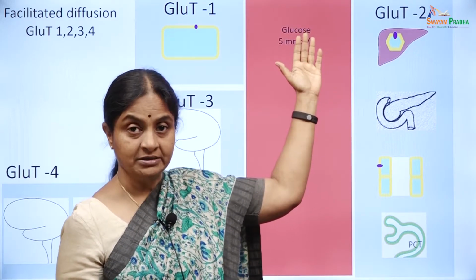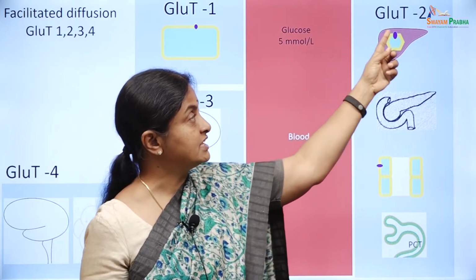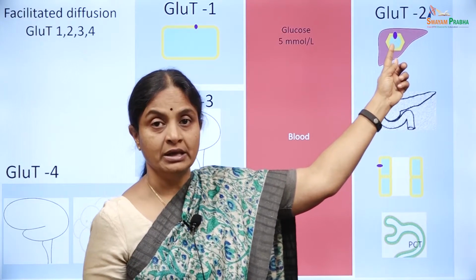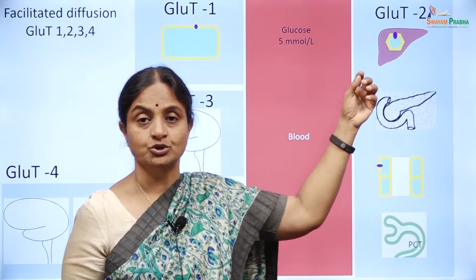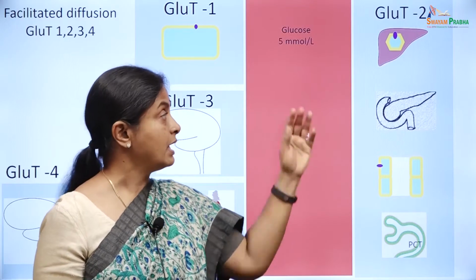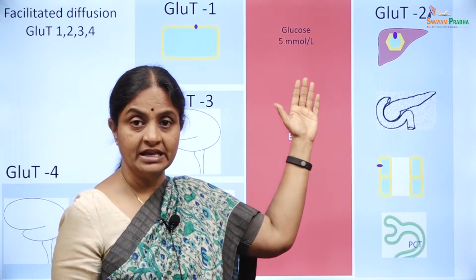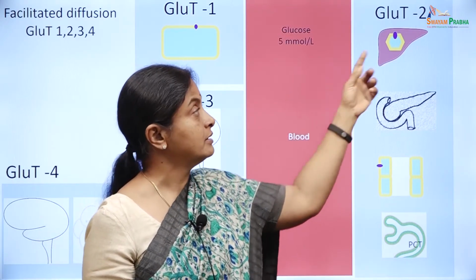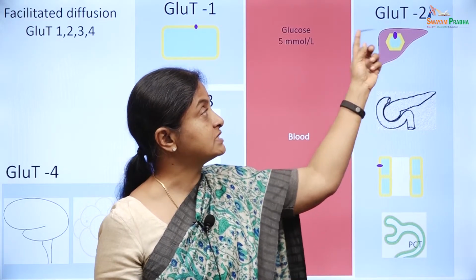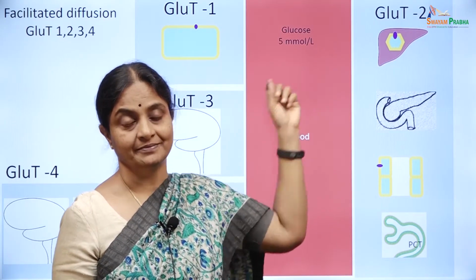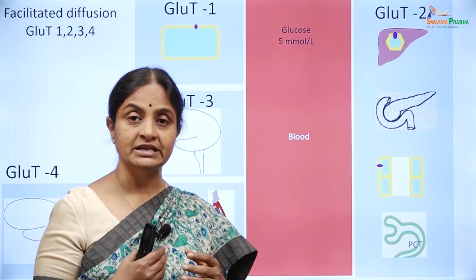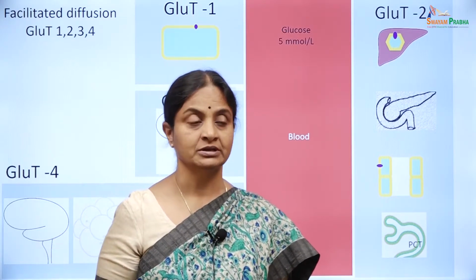When glucose is abundant in blood, the liver cell will take up glucose through GLUT2 and convert it to glycogen, a storage form of glucose. And when there is less glucose in the blood, this cell will release glucose into blood. Therefore, there is a need for bidirectional transport.